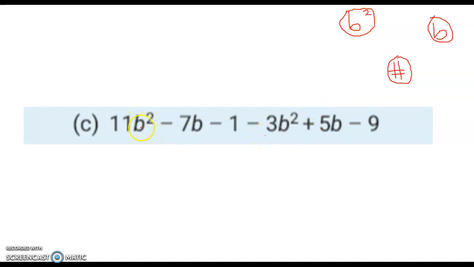So we've 11 bananas and we've eaten 3 of them. 11 minus 3, we're going to have 8 bananas. And then we have, so that's the b squareds dealt with. We've nothing else, no more bananas. Then we have this minus 7b. So let's call this beach balls. So you have minus 7b.